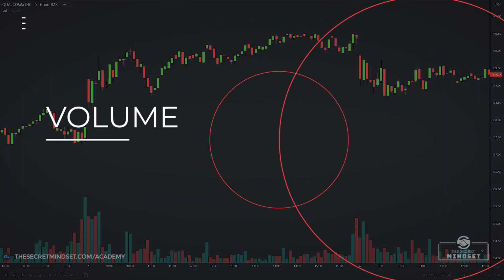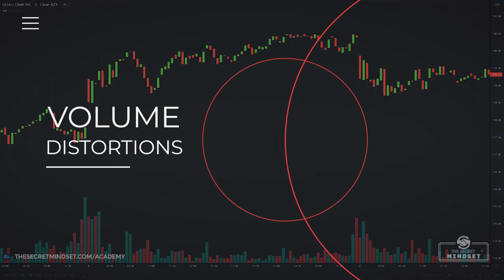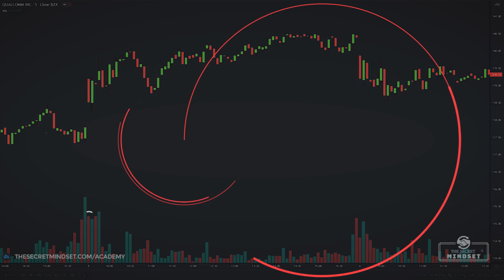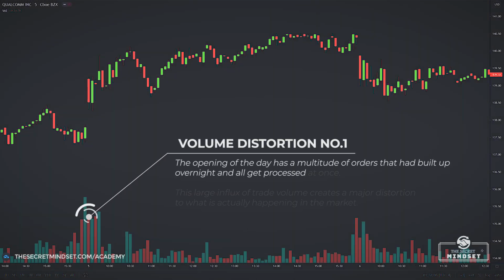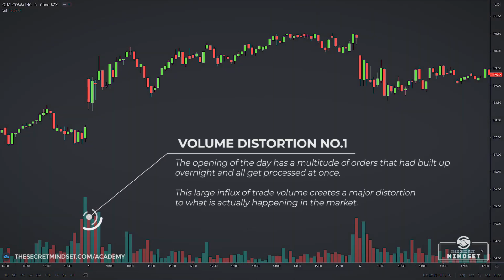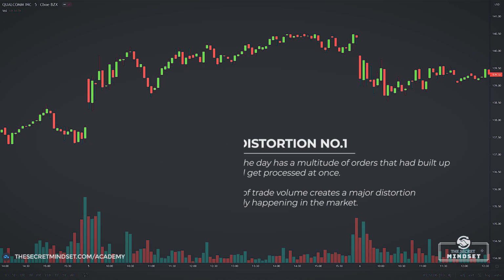Volume has inherent distortions, which will lead to a faulty analysis by many traders. For example, in the stock market and other markets to a lesser degree, the opening of the day has a multitude of orders that had built up overnight and all get processed at once. This large influx of trade volume creates a major distortion to what is actually happening in the market.